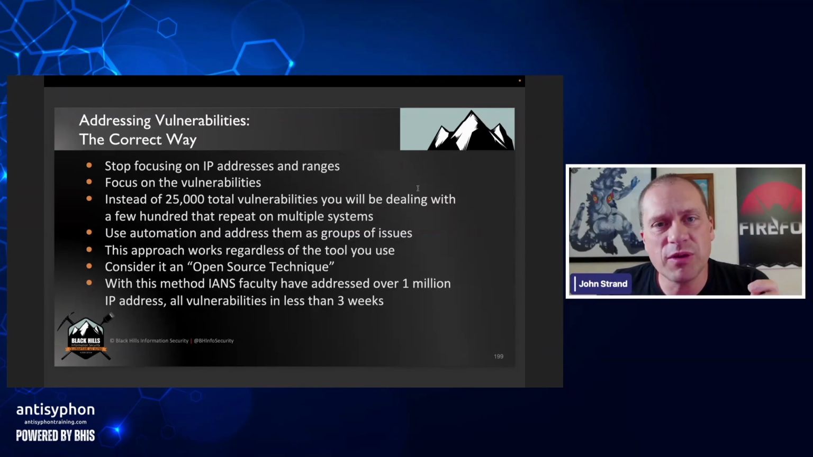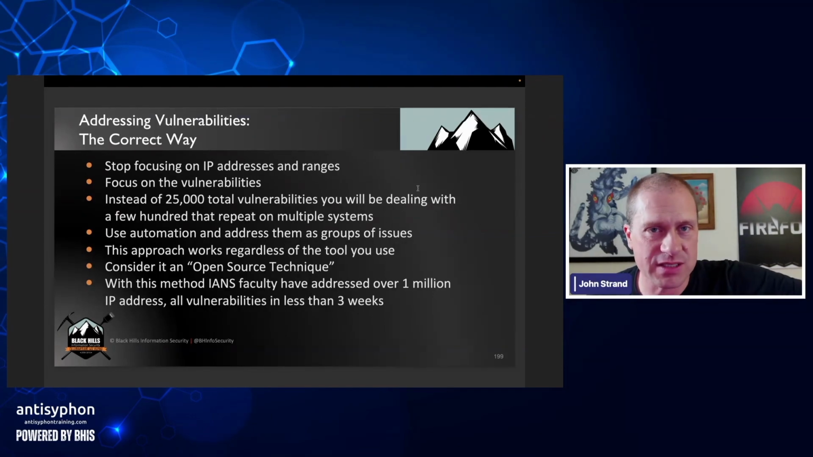vulnerability, you shouldn't be figuring out how to address that vulnerability on each individual server. You should be trying to address that vulnerability on all 5,000 systems through automation. So this allows you to take care of one vulnerability en masse across multiple different systems in one shot. So we call this like an open source technique.